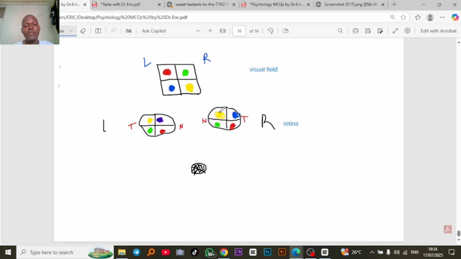So the main point here you need to get is that whatever is on the temporal side, let's say this is the visual field, whatever is on the right side will be formed on the left of that retina, you get? So whatever is on this side will be transferred on the left. The same thing, the right of this will be transferred to the left of this eye. Then whatever is on the left of the visual field will be transferred to the right like that, but inverted.